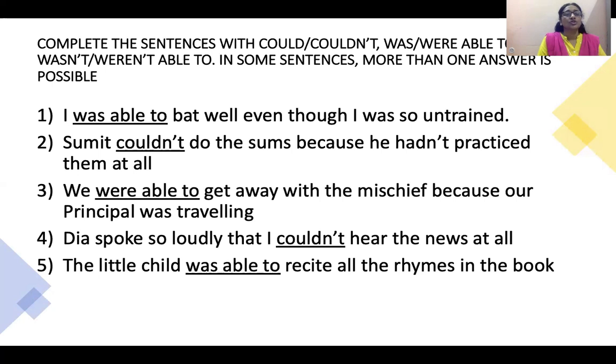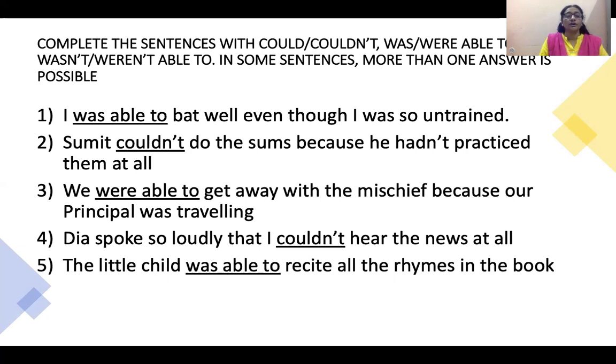Second one, Sumit blank do the sums because he hadn't practiced them at all. Answer, Sumit couldn't do the sums because he hadn't practiced them at all. Number 3, we blank get away with the mischief because our principal was traveling. Answer is, we were able to get away with the mischief because our principal was traveling.